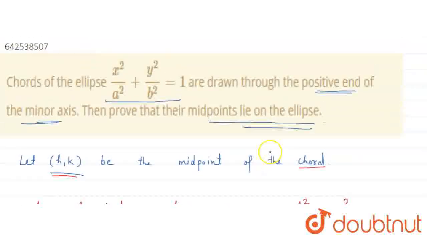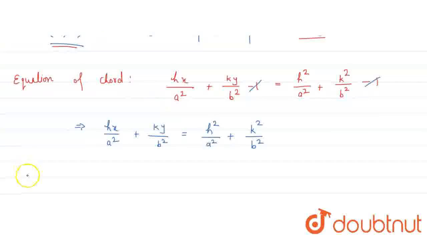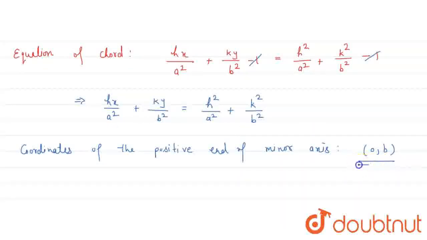Now what else we know? This chord passes through the positive end of the minor axis. So what is the coordinate of the positive end of the minor axis for this ellipse? So the coordinates are 0, b, and this chord passes through this coordinate.